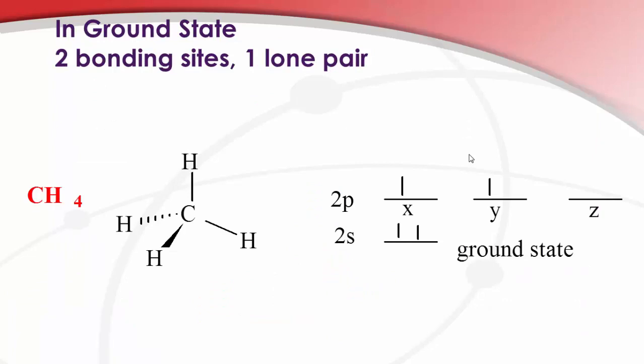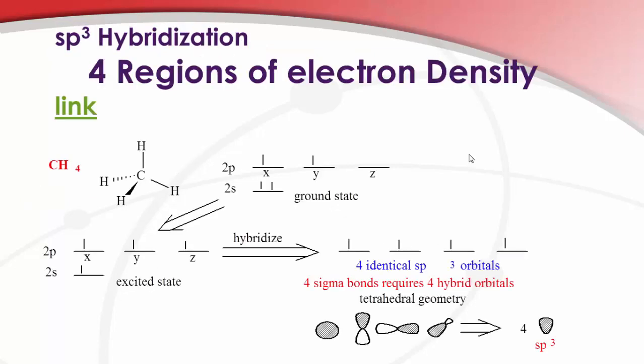Okay, so this methane molecule that we've observed many, many times is inconsistent with the ground state electron configuration of carbon. So something is happening, something is going on. And really the answer lies here in this slide.